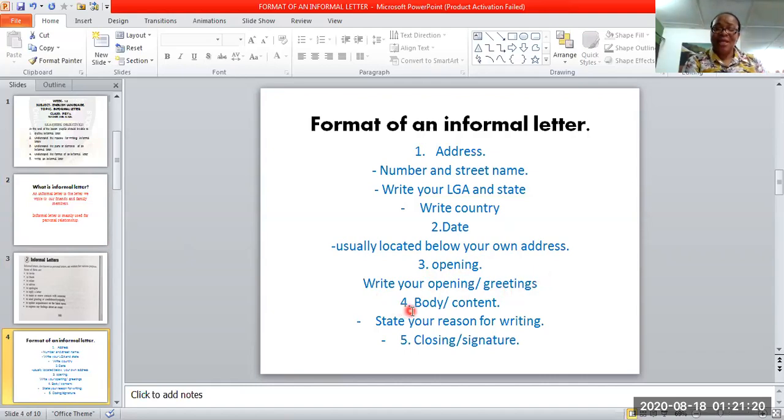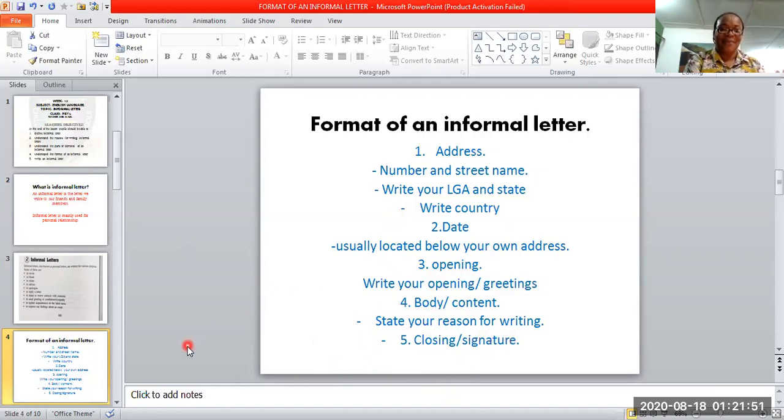Make sure that your letter has a body or content. The body or the content is where you state your reason for writing. Are we together? Then the closing comes next, and then your signature. Remember, your signature is your name. That is where you write your name.